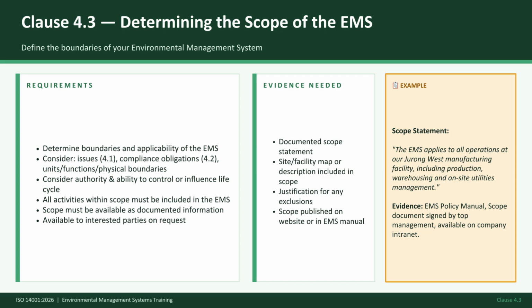You must consider your context from 4.1, your obligations from 4.2, and whether you have the authority and ability to control or influence the activities in question. For example, if you have 3 factories but only one is seeking certification, your scope needs to state clearly which factory and what activities within it are included. The scope must be documented and made available to interested parties who ask for it.